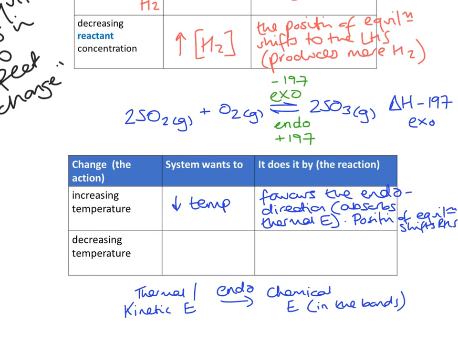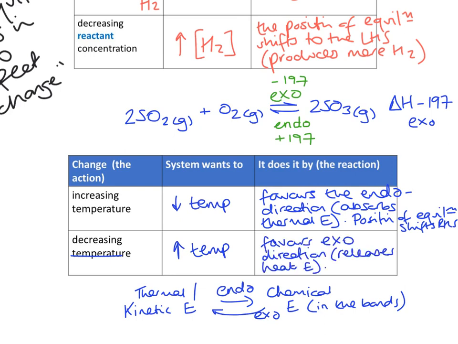Now the opposite happens if we decrease the temperature. Basically, therefore, we want to increase the overall temperature of the system. And doing so, we're going to take some of the chemical energy locked in the bonds and make that into thermal kinetic energy. And this process is exothermic. So in this case, it favours the exothermic direction. And therefore, the position of equilibrium shifts to the left-hand side.